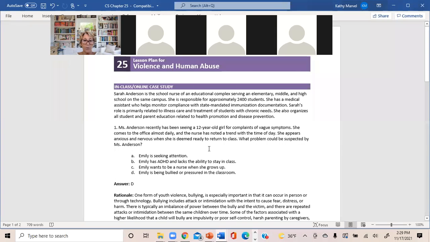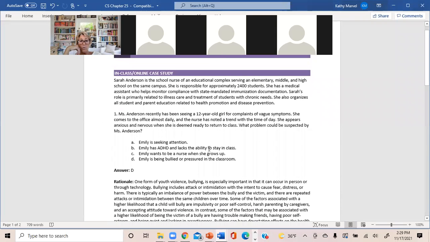All right, so Sarah's a school nurse and works in an educational complex that has elementary, middle, and high school. She's responsible for 2,400 students. She has a medical assistant who helps monitor compliance with state-mandated immunization documentation. Her role is primarily related to illness care and treatment of students with chronic needs. She also organizes all student and parent education related to health promotion and disease prevention.